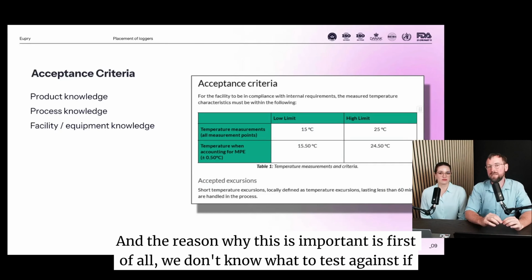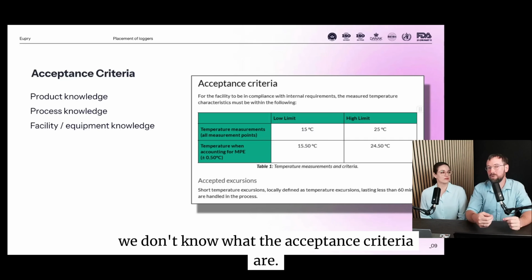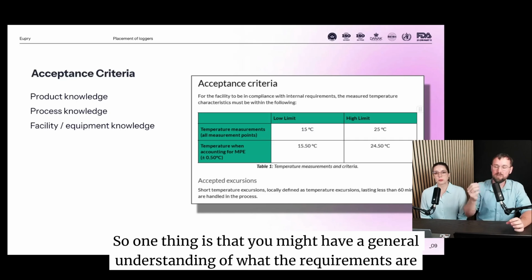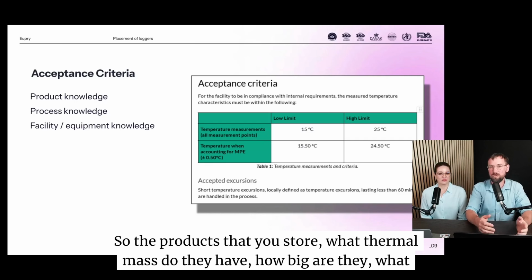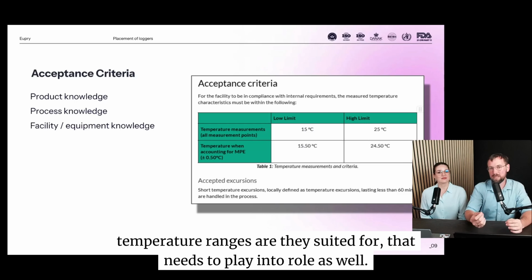And the reason why this is important is, first of all, we don't know what to test against if we don't know what the acceptance criteria are. So one thing is that you might have a general understanding of what the requirements are for an ambient storage, but you also need to apply your product knowledge. So the products that you store, what thermal mass do they have? How big are they? What temperature ranges are they suited for? That needs to play into the role as well.